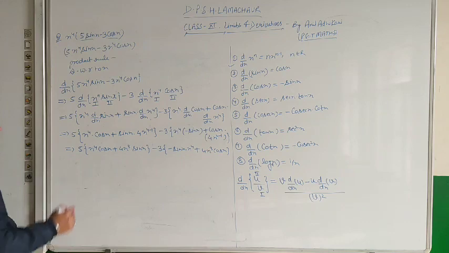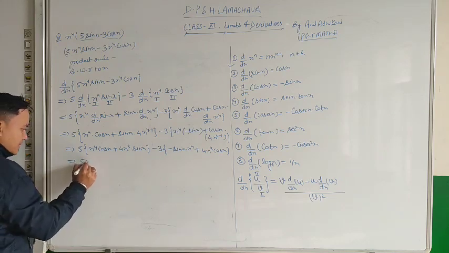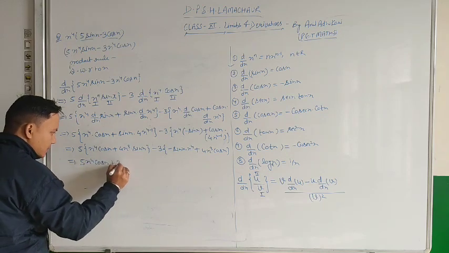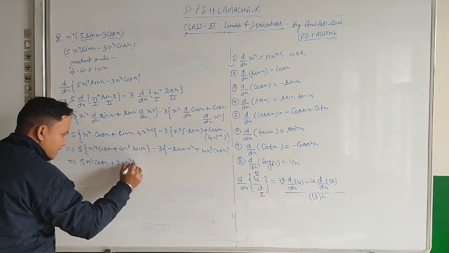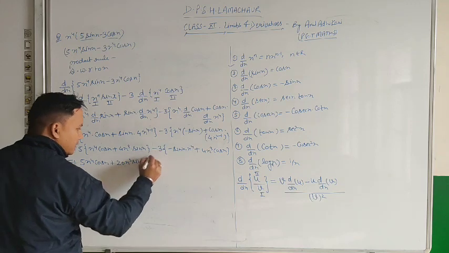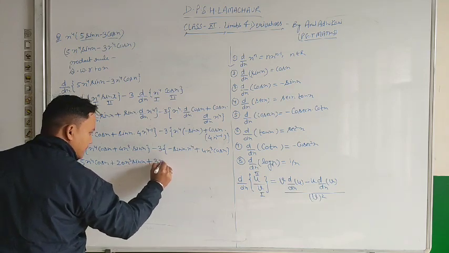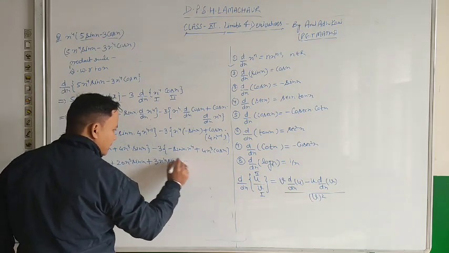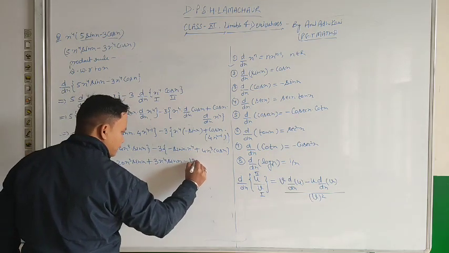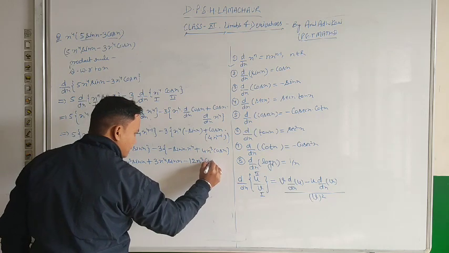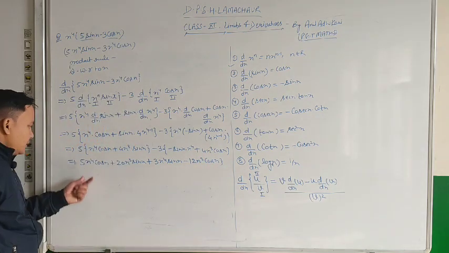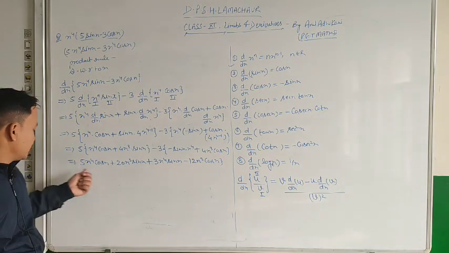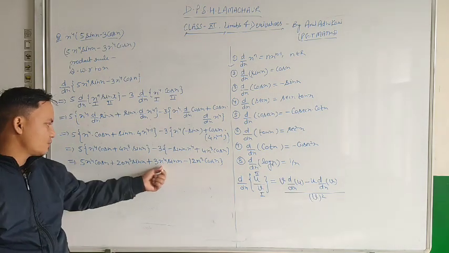Now multiply with 5. So we get 5 times x to the power 4 cos x plus 5 times 4, 20 x cube sin x, and here plus 3 times x to the power 4 sin x, and minus 3 times 4, 12 times x cube cos x. We have x to the power 4 cos x and x to the power 4 sin x, but here the coefficient is 5 and here the coefficient is 3.